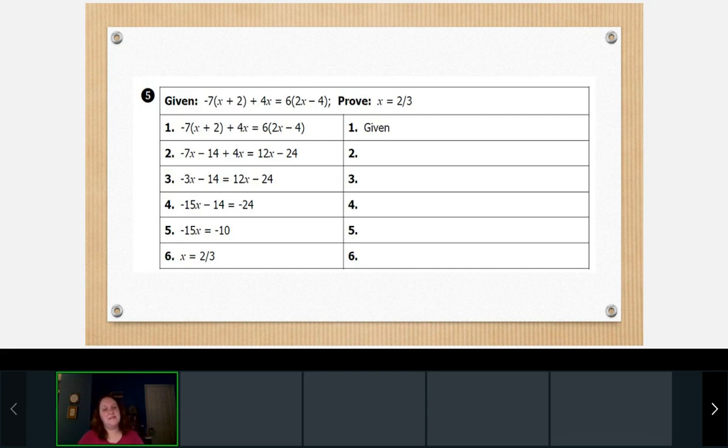All right, let's see here. Number 5, they give us this whole big equation here, and we're going to prove that x equals 2/3. So of course, our first step is the original equation because that's given to us. And then the next step, I see a negative 7x minus 14 plus 4x and a 12x minus 24. That is the distributive property, right? You're going to distribute that negative 7 to everybody in the parentheses. You're going to distribute the 6 to everything in the parentheses. So that's the distributive property.